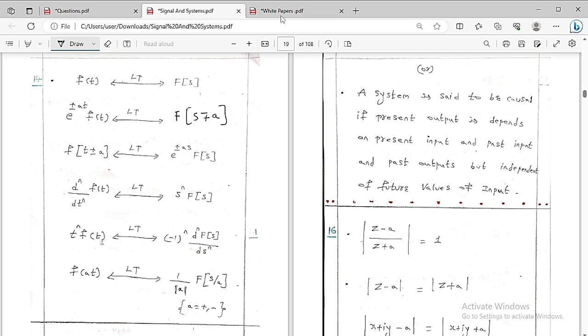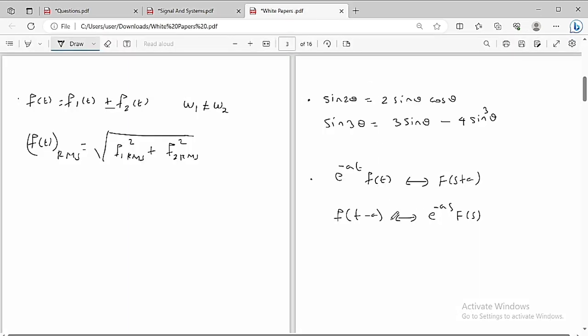So finally, what are the important formulas? E to the power of minus a t into f of t has the Laplace transform f of s plus a, and f of t minus a has the Laplace transform e to the power of minus a s into f of s. And the nth derivative with respect to t of f of t has the Laplace transform s to the power of n into f of s. This is for the bilateral transform, but not for the unilateral. Unilateral means the initial condition terms will also be present.